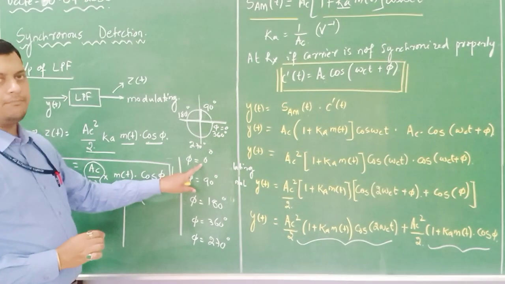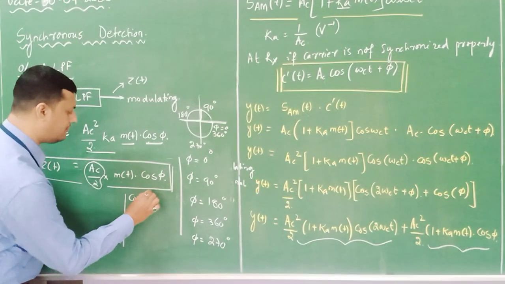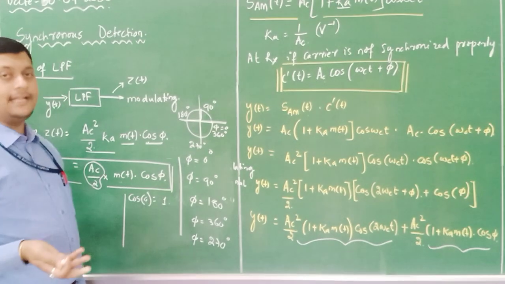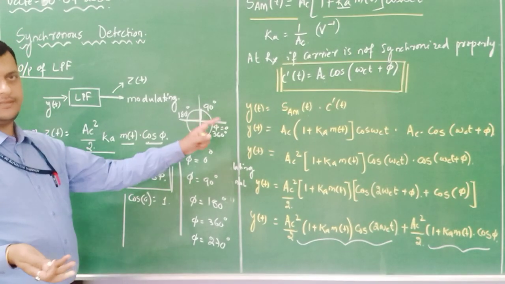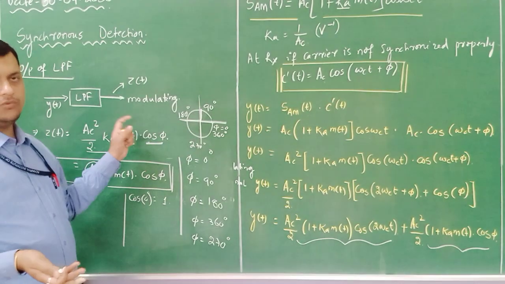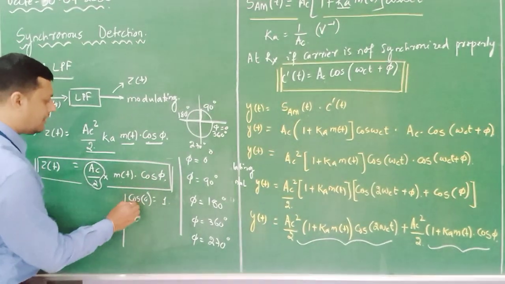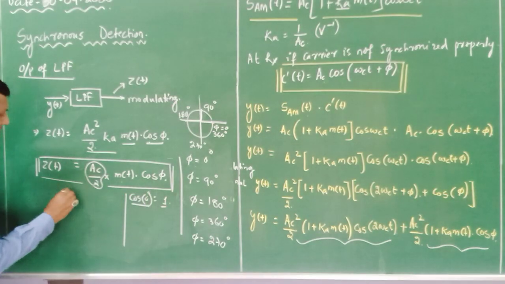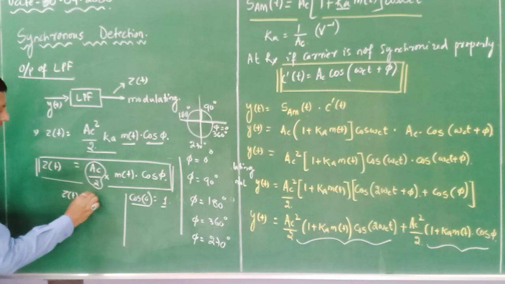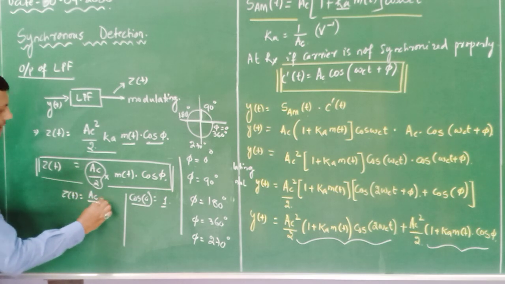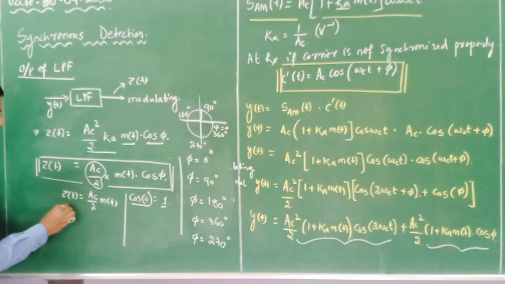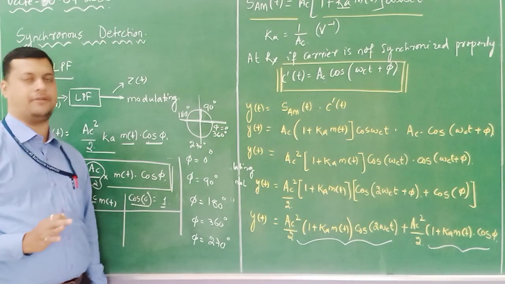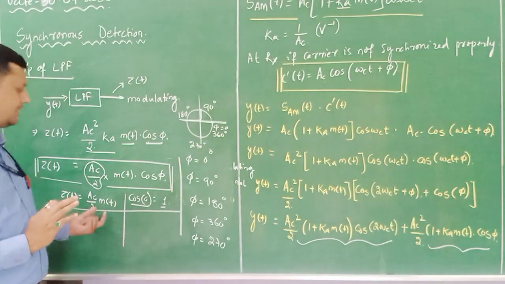Now according to the cos term, if I put cos of 0 degree, we will get the maximum value of the modulating signal output available at the output of an LPF, the output of a synchronous detector. So if phi is equal to 0, cos 0 is 1, that means my Z of t will become AC by 2 into M of t. So this is the maximum amplitude available when the phase suffers a 0 degree phase shift. That means there is no phase shift. So this is the original one.